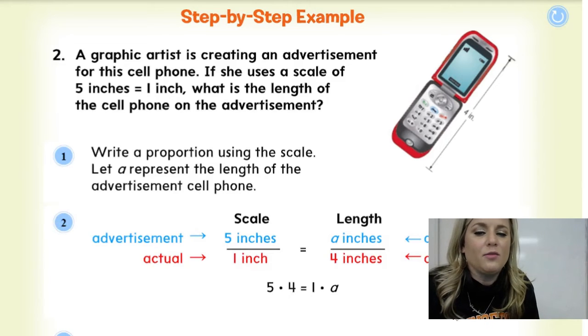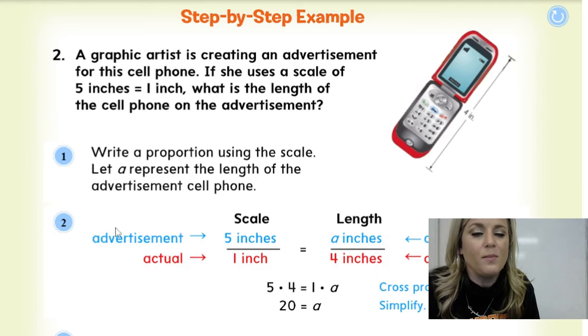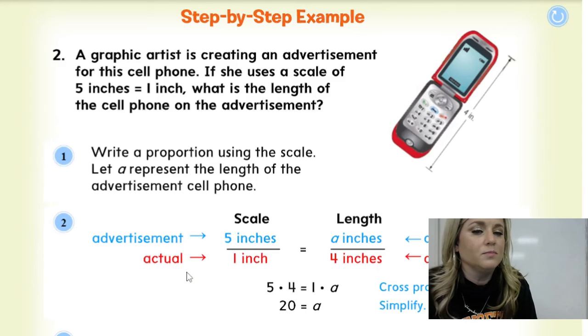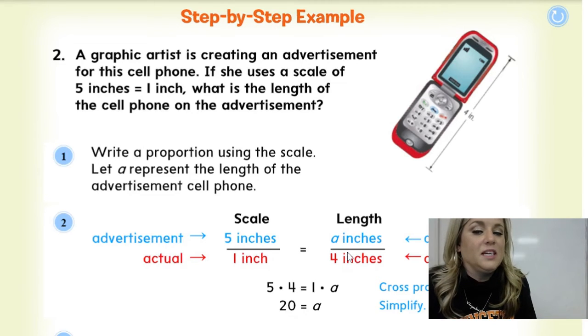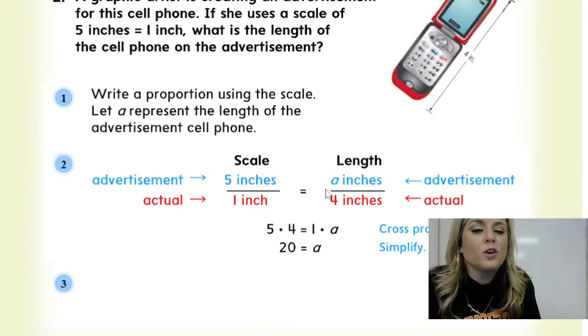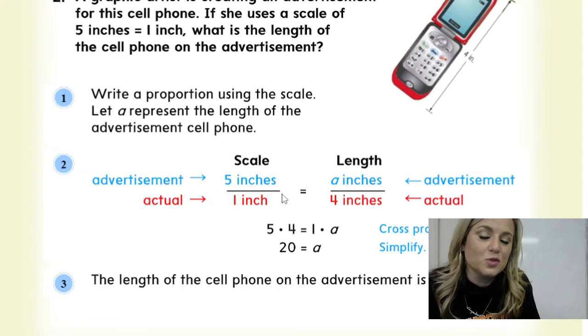I may be covering up over here, so I'm apologizing, but we're going to do advertisement on top, and actual on bottom. On top, it is 5 inches, but the actual would be 1 inch. So we're going to let A equal the advertisement inches and 4 equal the actual inches. You cross multiply 4 times 5, which is 20, and divide by 1, and 20 divided by 1 is 20.